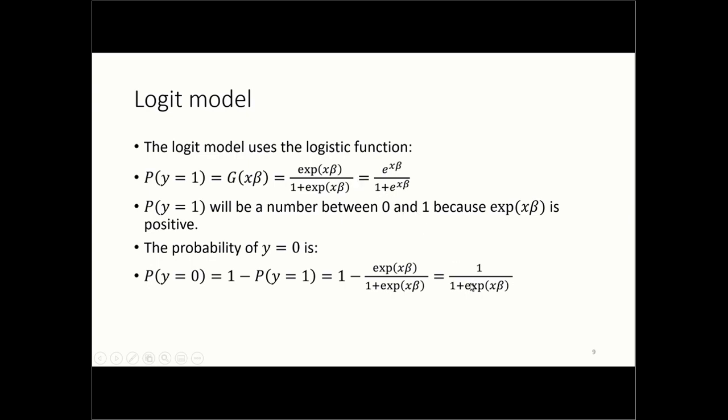You see how the numerator and denominator are going to be the same if we sum them up, and this expression is going to be equal to 1. So it makes sense that the probability of y equals 0 plus the probability of y equals 1 would sum up to 1. So anyway, now we talked about how the logit model uses the logistic function for its model.